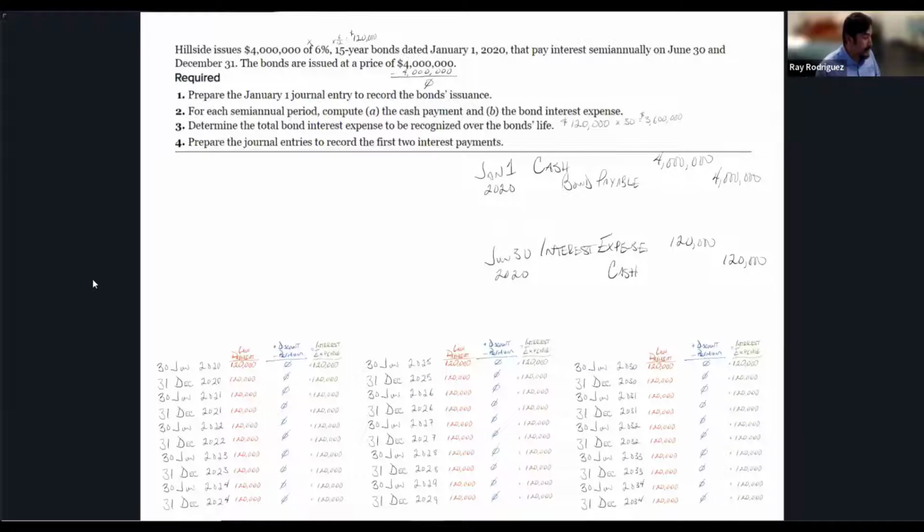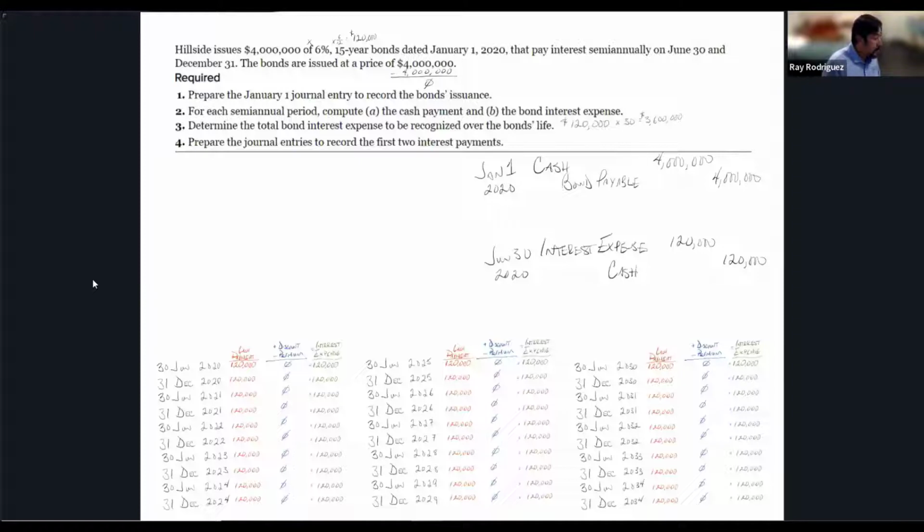So we weren't even told this is a par problem. We need to know that because they were issued for $4 million, and the face value, the stated value, the par value on the certificate itself is also $4 million. So we sold it for par value. That means there's no premium, there's no discount. The definition of that is par. So we have a par bond problem here.